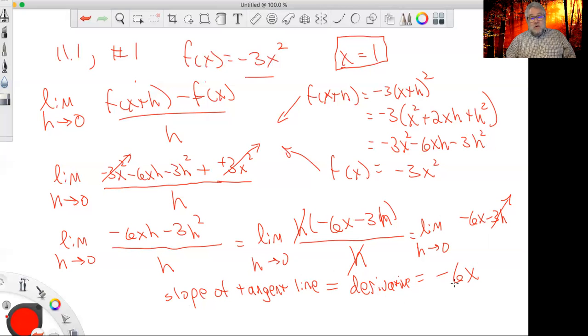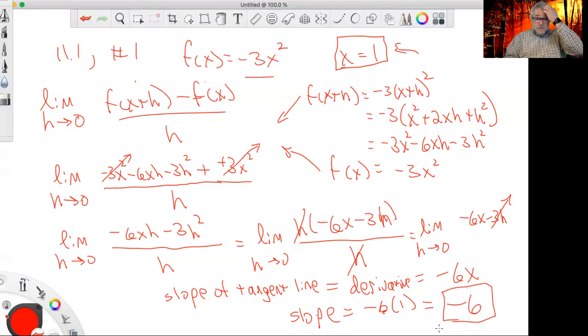So now we can go ahead and put in our number here. So the slope of the tangent line is going to be equal to minus 6 times 1. There we go. Minus 6.